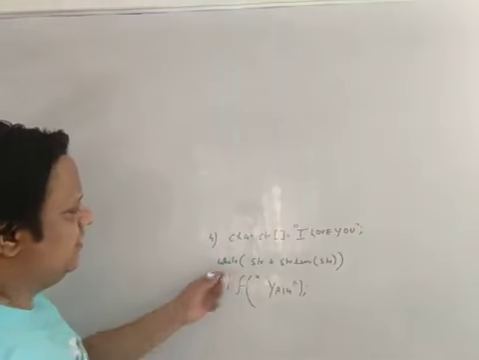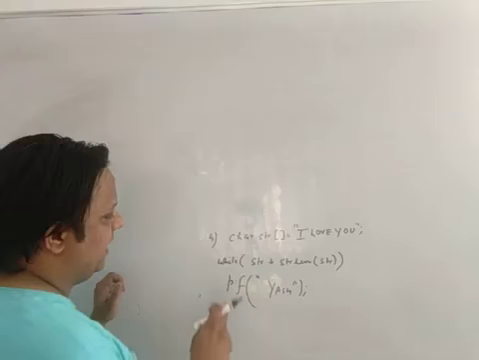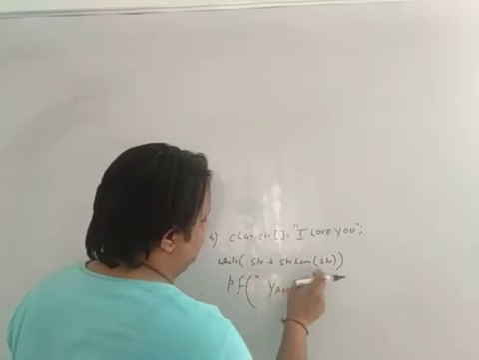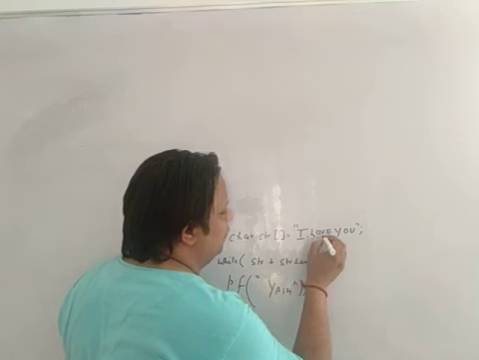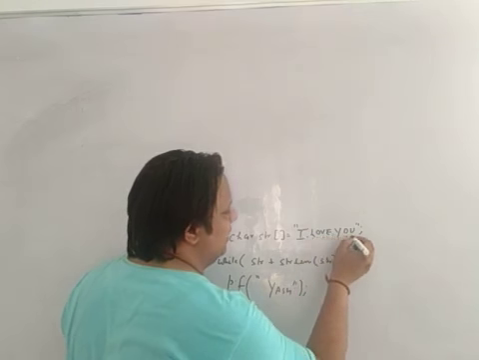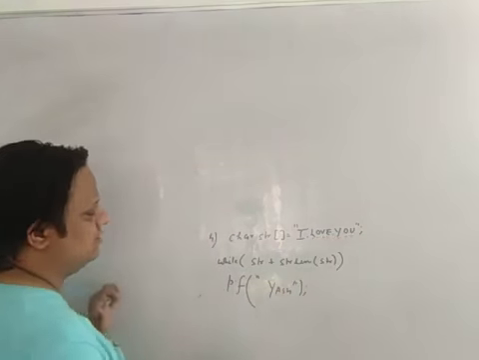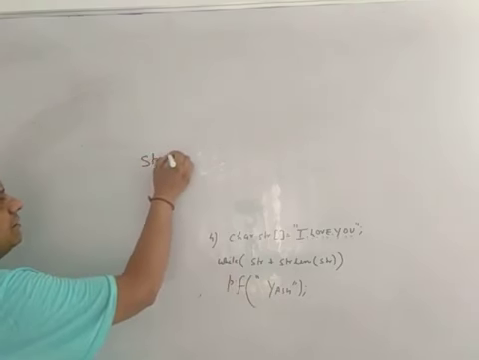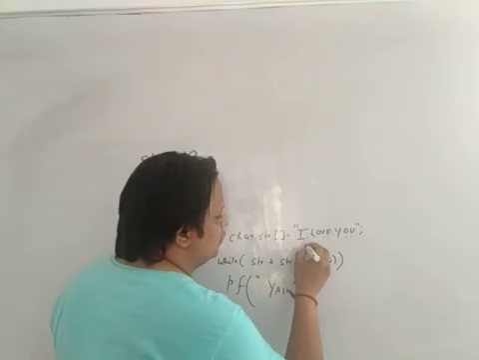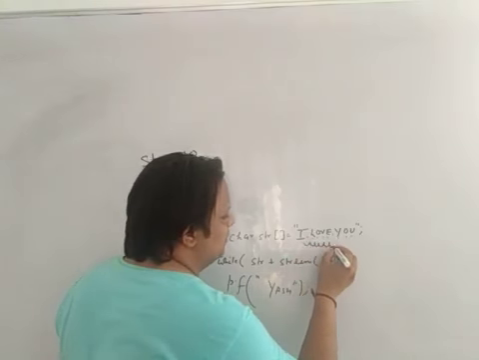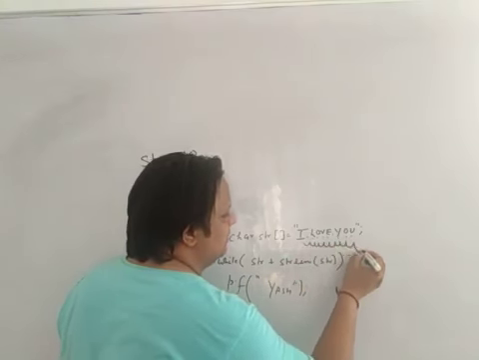Now it says you have the string "I love you" in str, while(str + strlen(str)). So what is the string length of this? 1, 2, 3, 4, 5, 6, 7, 8, 9, 10. Right. So it is 10. So this becomes str + 10. Fine. So str + 10 means plus 1, plus 2, plus 3, plus 4, plus 5, plus 6, plus 7, plus 8, plus 9, plus 10.